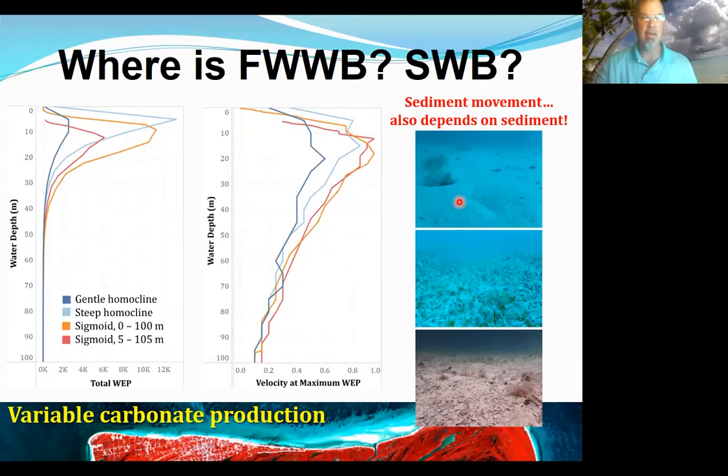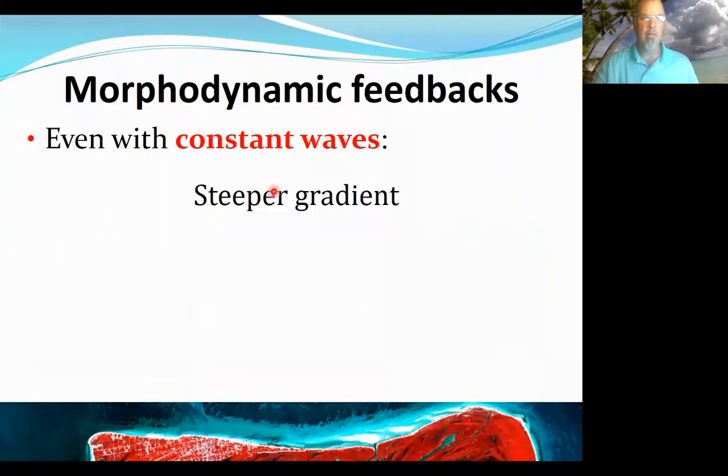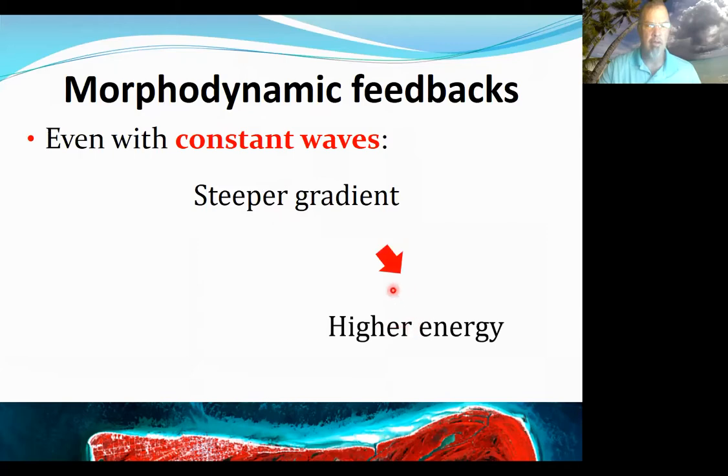I can't end this seminar saying that it's all a bunch of crap, because I don't believe it is. But we can say that there may be some feedbacks in these systems. Even if we have constant waves, hopefully I've convinced you that steeper gradients will lead to higher energy. This higher energy could also favor transport of coarser grains. These coarser grains, what do they do? In fact, feedback: they will favor the occurrence of steeper gradients. So maybe there are these morphodynamic feedbacks in ramp systems.